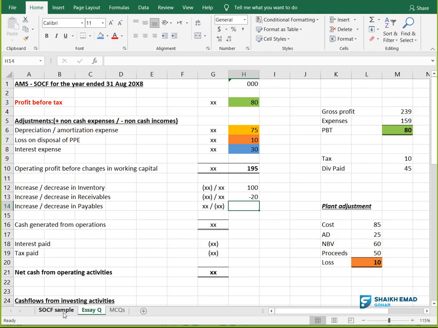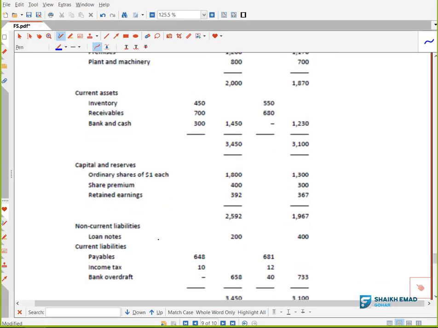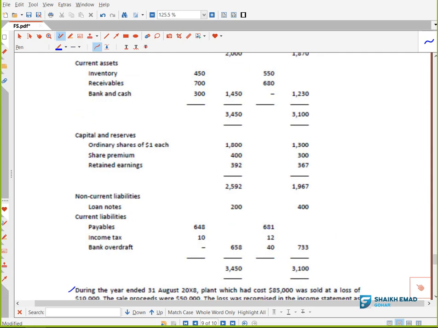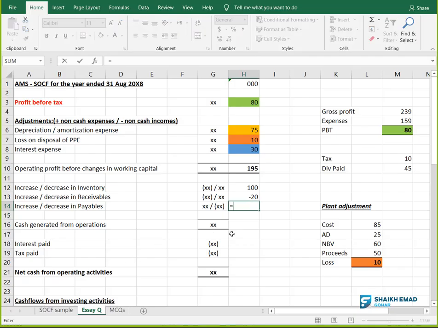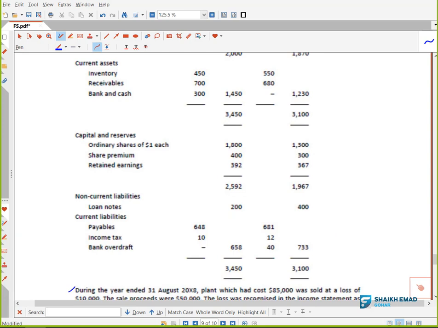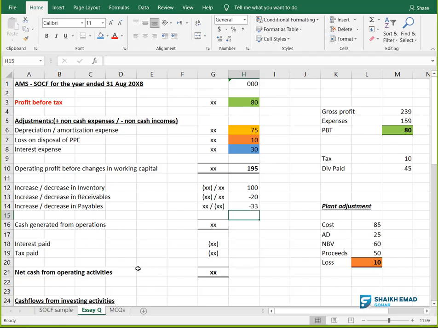Payables: 681, 648. Negative. Why? Because my payables are going down, so cash will also go down. Same relationship with the liability, same relationship. Okay. Please write yes in the chat box if you got the point.